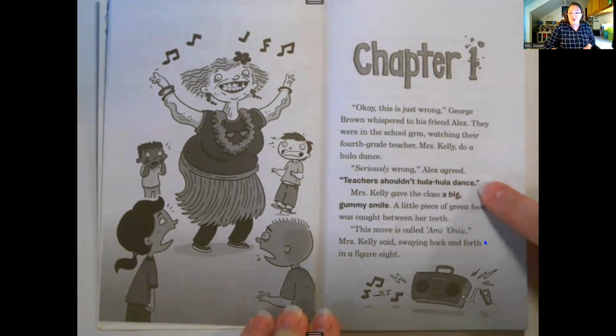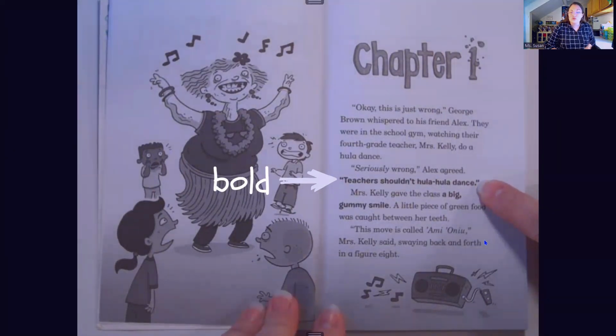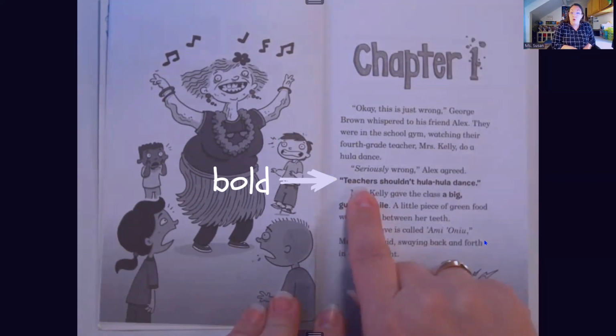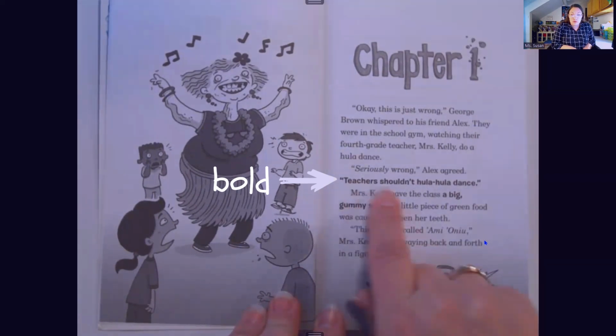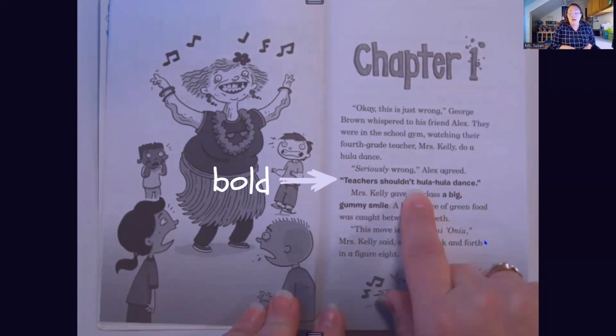Now, do you know why those words are darker than the other words? The author wants them to stand out. Yeah, the author wants you to pay close attention to that. So if you see words that are in bold, that means they are darker than the rest of the words. They want you to pay close attention.